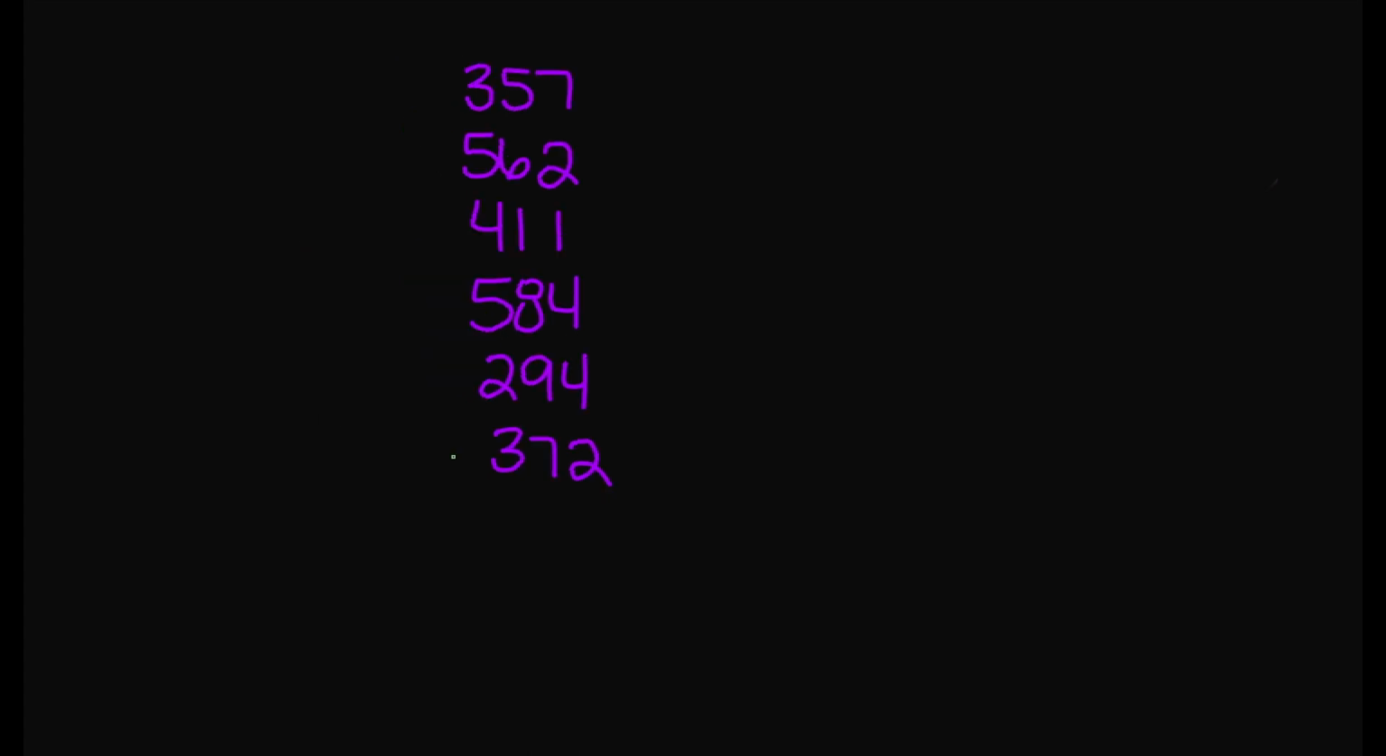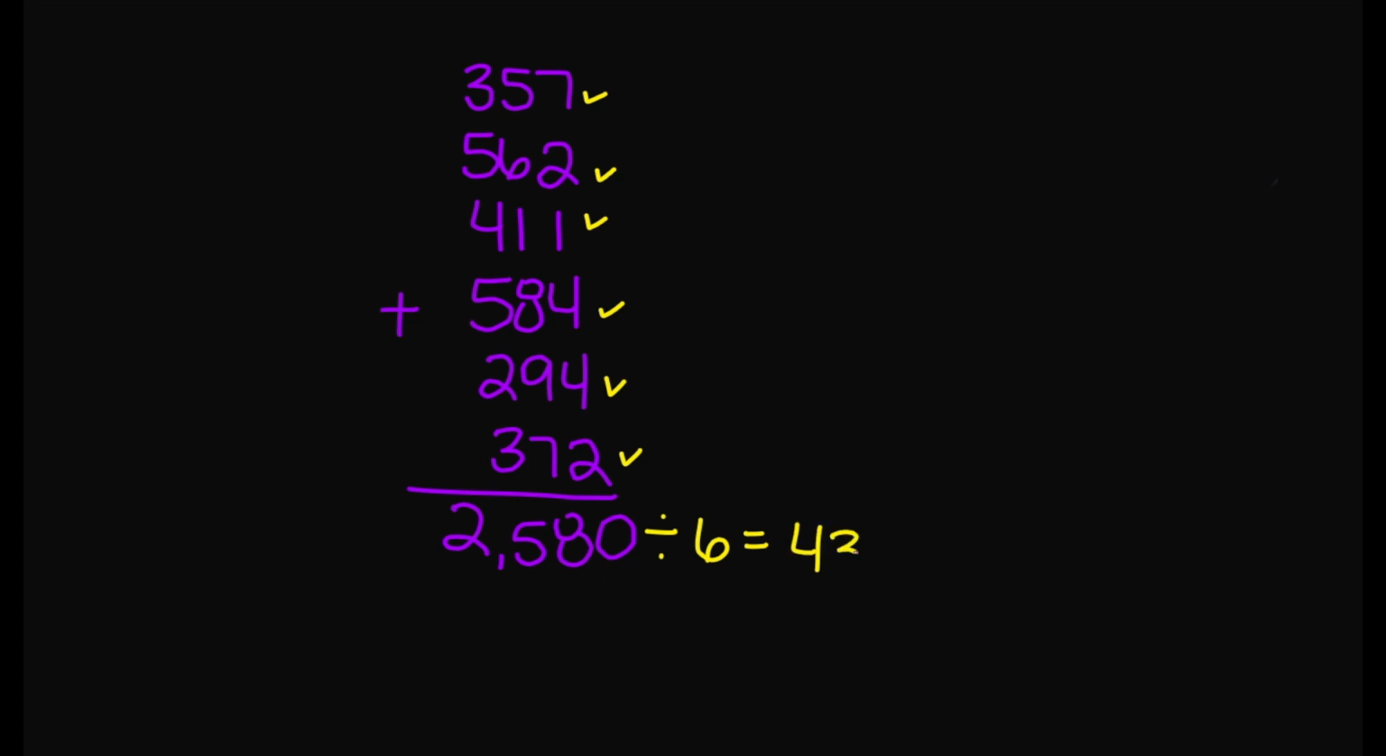Let's look at these numbers here. If I add all these numbers up together, I'm going to get 2,580. Now I'm going to divide my sum by the number of items I have. So 1, 2, 3, 4, 5, 6. So I'm going to divide my sum here by the number 6. So 2,580 divided by 6, this is going to equal 430. So your average here, your mean is going to be 430.